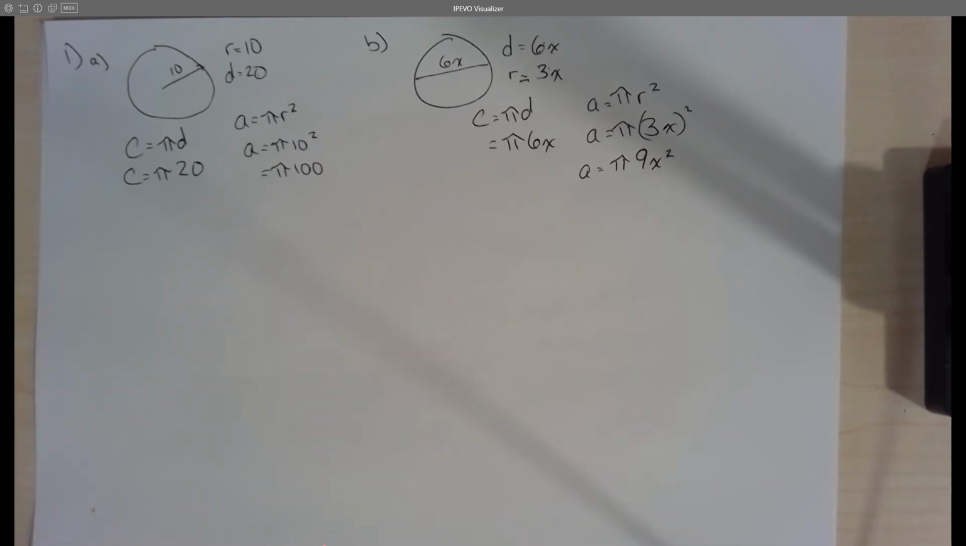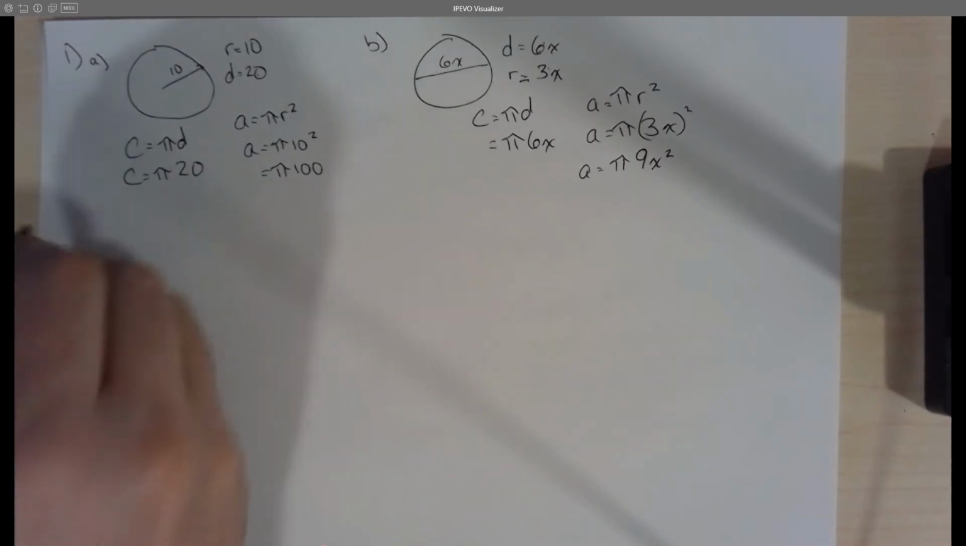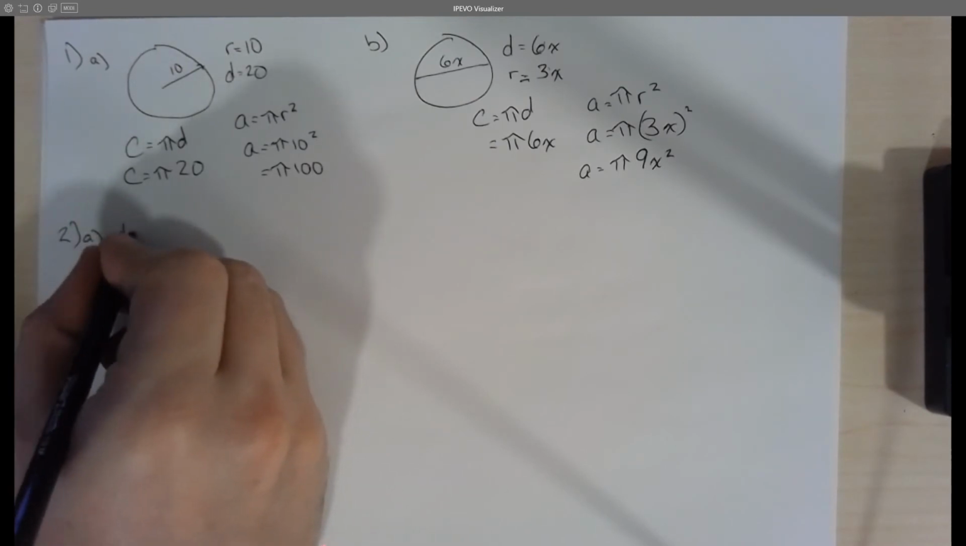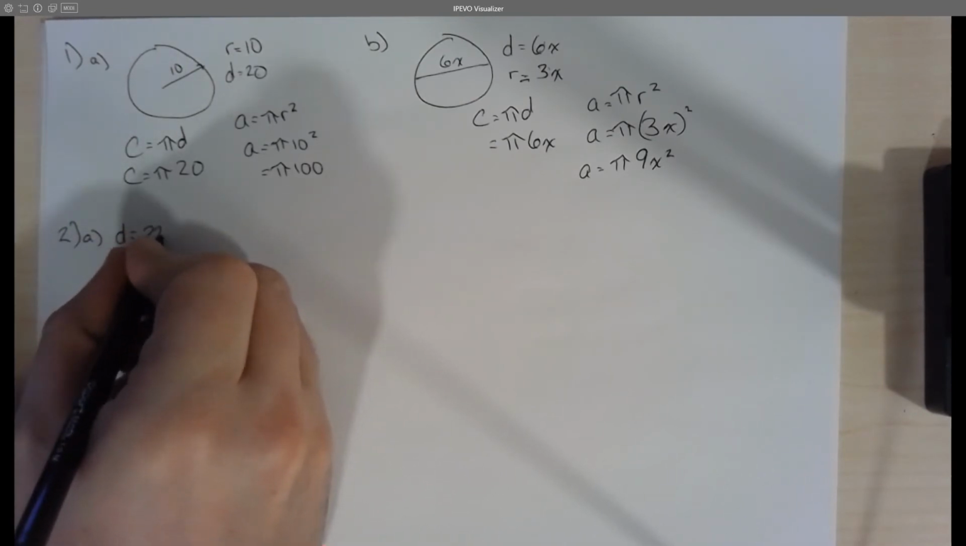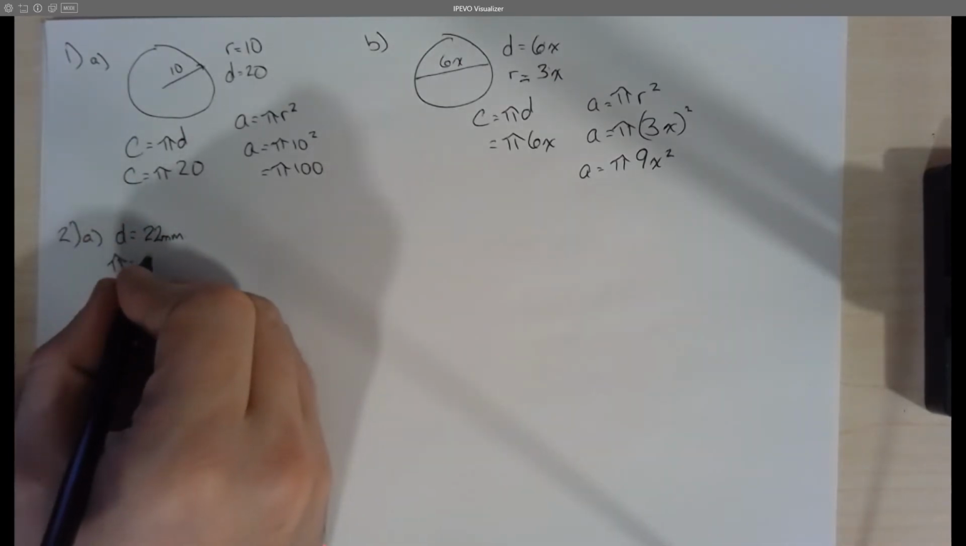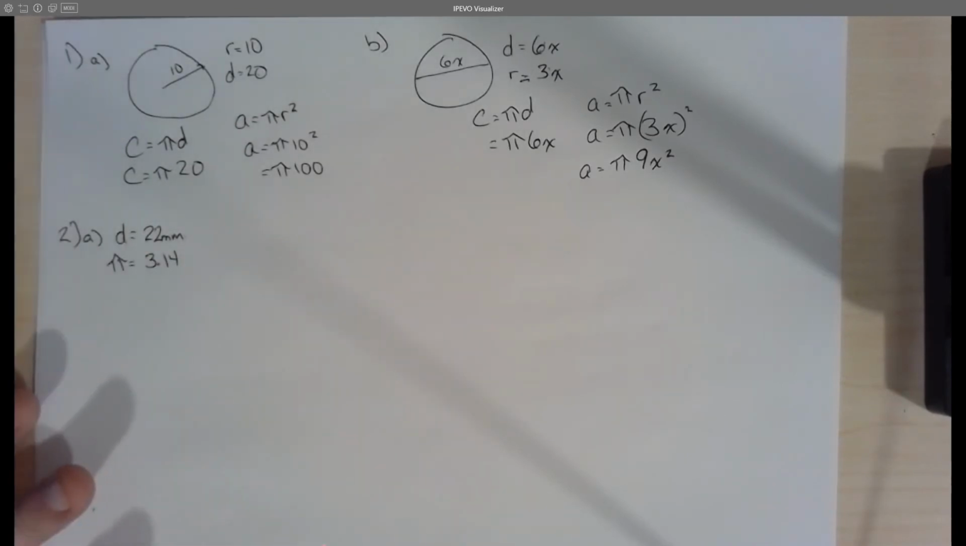Let's move on now to question number 2. It asks us to figure out the area and circumference of a particular circle, and it gives us different diameters or radiuses and asks us to use different values for pi in our solution as well. For the first question, 2a, figure out the area and circumference when we have a diameter equal to 22 millimeters, and that's taking pi as equal to 3.14. So this one we're going to have to break out our calculators for.